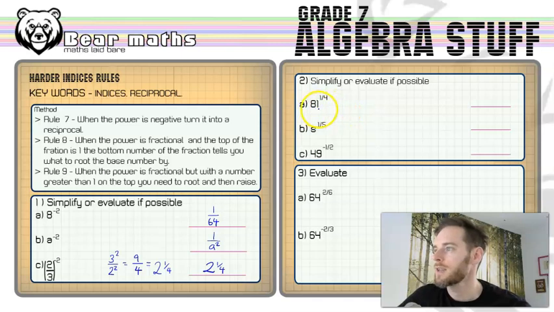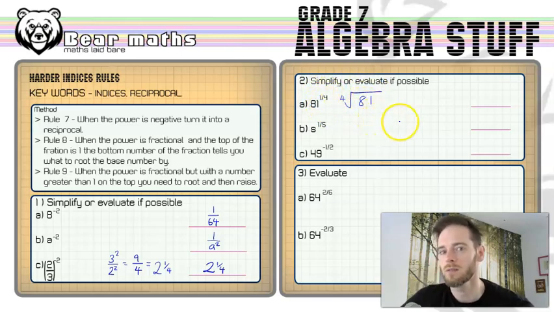And this one, it says 81 to the power of 1/4. Now this one, I've got a fractional power. Don't get confused if you've got fractions that you've got negative powers to and then fractional powers. So this is to the power of 1/4. When the power is fractional, the top of the fraction is 1. The bottom number of the fraction tells you what to root the base number by. So I need the fourth root of 81. Okay, so that is the little 4 root 81. I don't have to worry about that 1, right? Because it's just the fourth root of it. If I raise to the power of 1 afterwards, it wouldn't change anything.